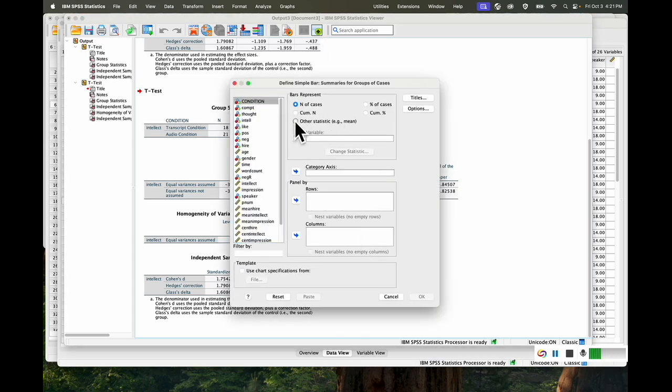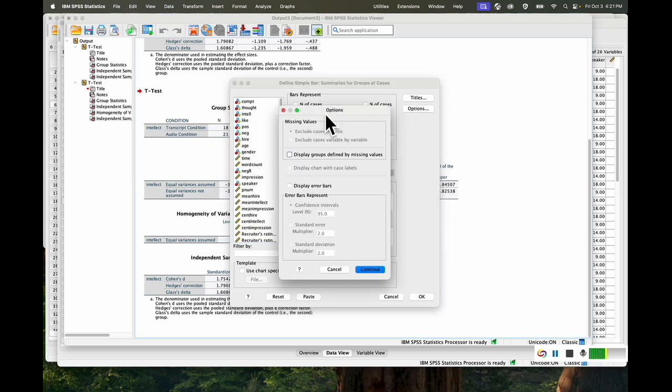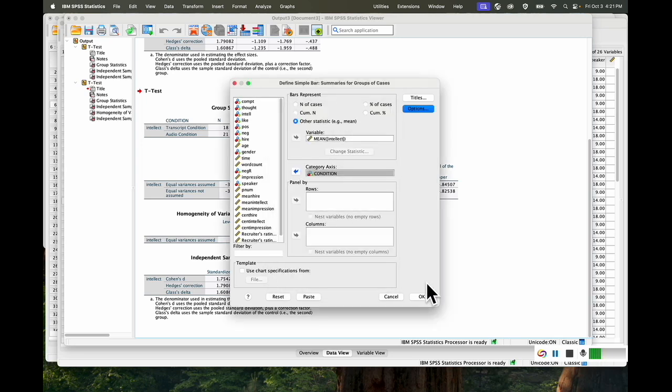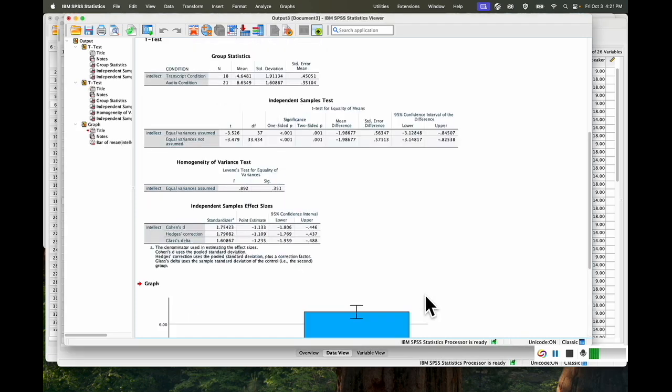We're going to do Other Statistic, Mean, and we're going to click on Intellect for our variable. This is the dependent variable, goes in here. That's what we want represented in the bars. Our category axis is condition. And for options, we want to display error bars and change this so it shows 1 error bar, just because that tends to be standard in statistical reporting.